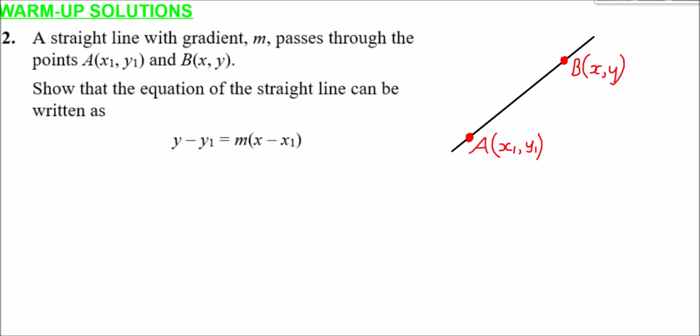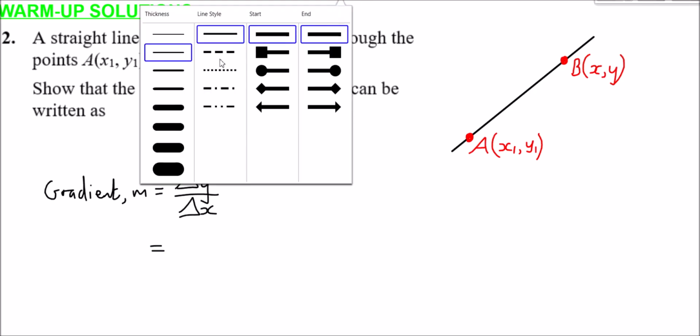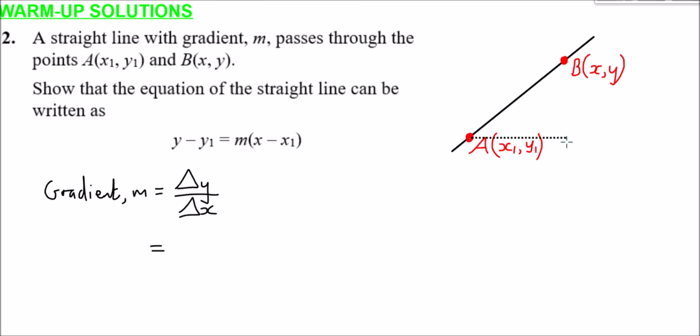And so using the definition of a gradient, m just equals the change in y between these 2 points divided by the change in x. And so if we just think about this in simple terms, the change in y is just the distance between the y value at b and the y value at a. And so this is just going to be y take y1. So at the top we're going to have y minus y1.